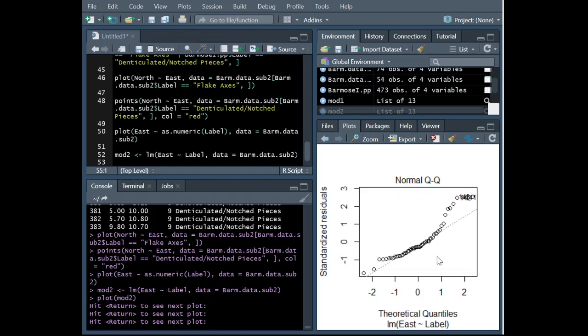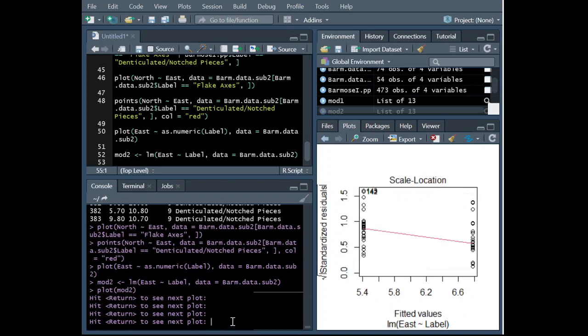You'll recall that normality of residuals is perhaps one of the least important assumptions of linear modeling. We can survive even if we deviate from that assumption a little bit. Let's look at the next plot.